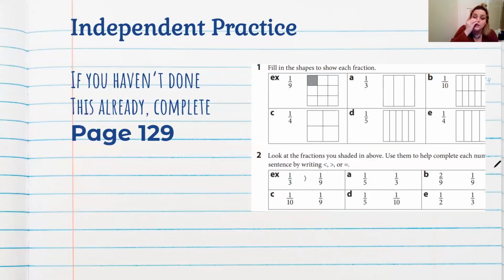Clear all drawings. So this is your independent practice for today. I'm pretty sure most of you haven't done this page, but if you have, just go over it, see if you made mistakes from before. My class might have done this during the day that I wasn't there, maybe with the sub, but if you didn't do it, this is your opportunity to practice and compare some fractions. It's on page 129.